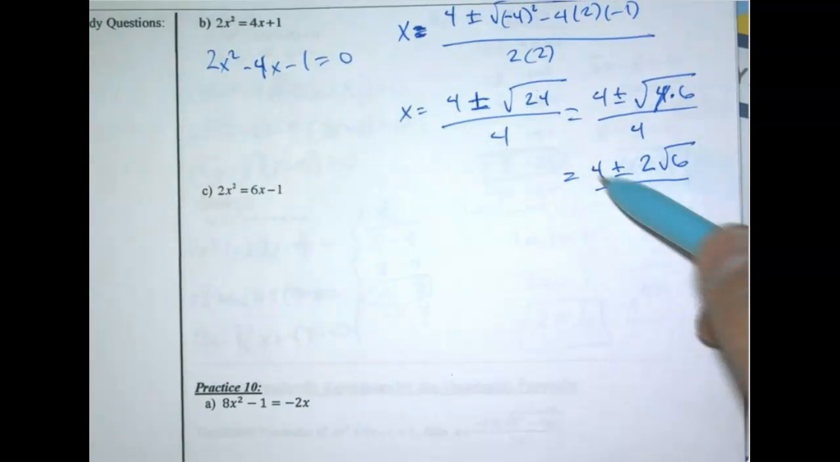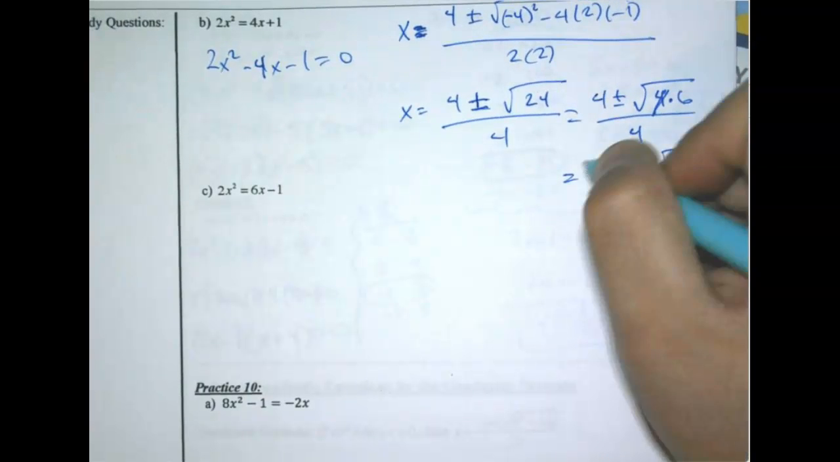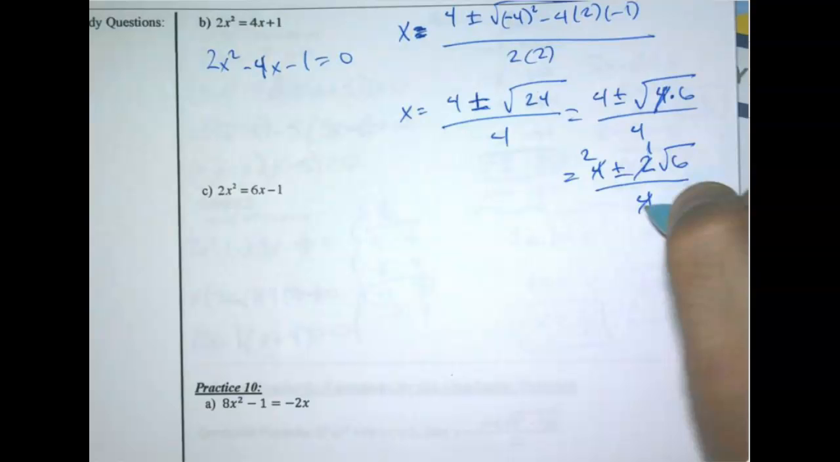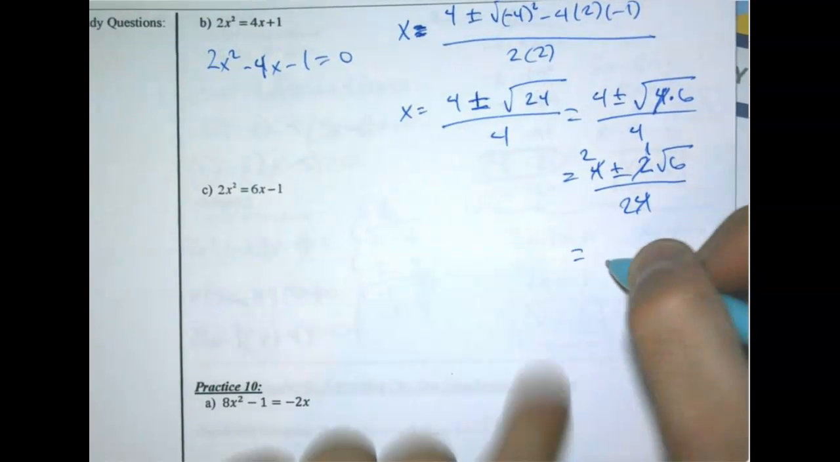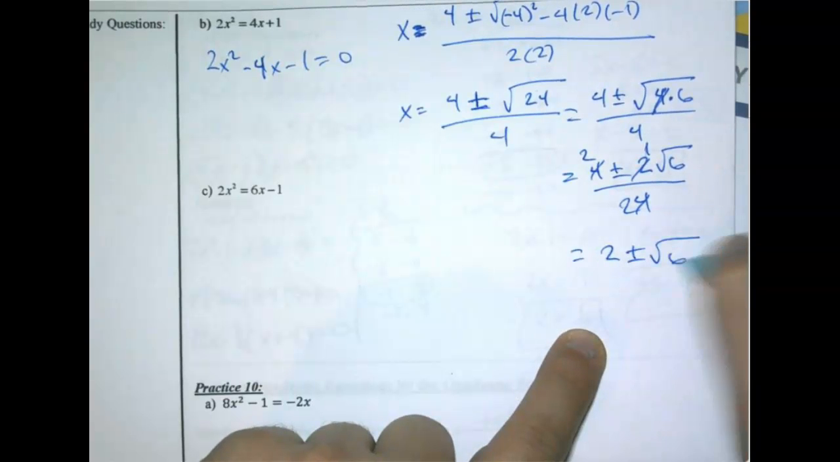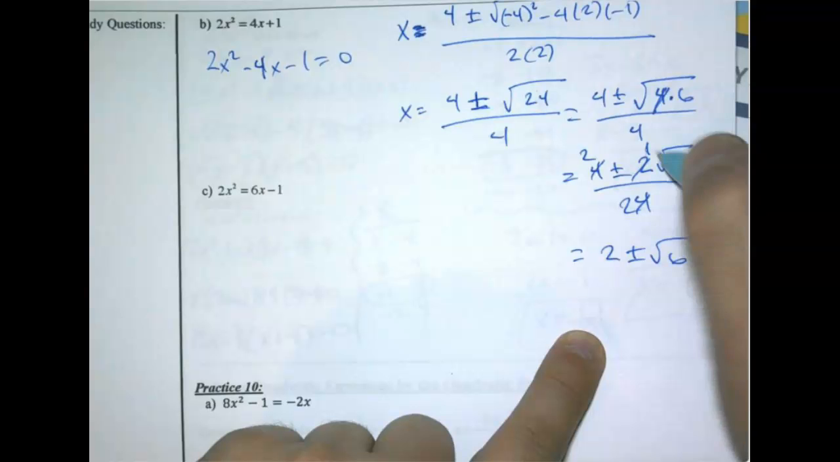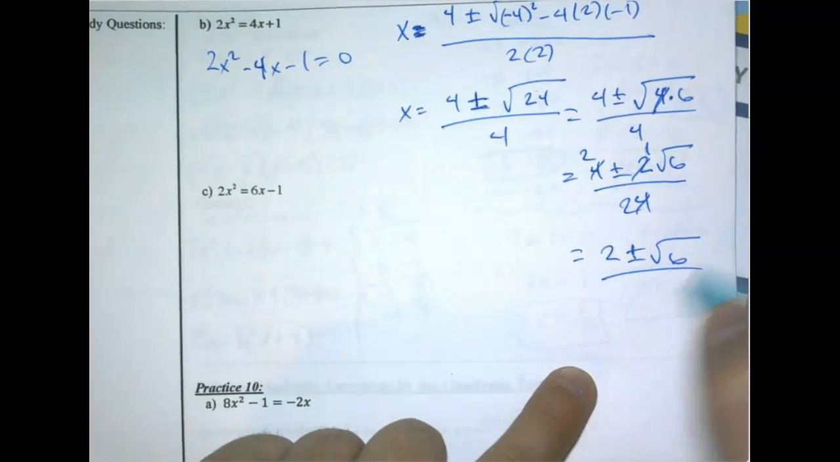All your terms are even numbers. You can divide by 2. You can keep simplifying this. You can divide by 2, so you end up with 2, 1, and 2. And so finally, without using a calculator, I can go with this answer. 2 plus or minus the square root of 6. Again, 1 times the square root of 6 is just the square root of 6. And that's all over 2.